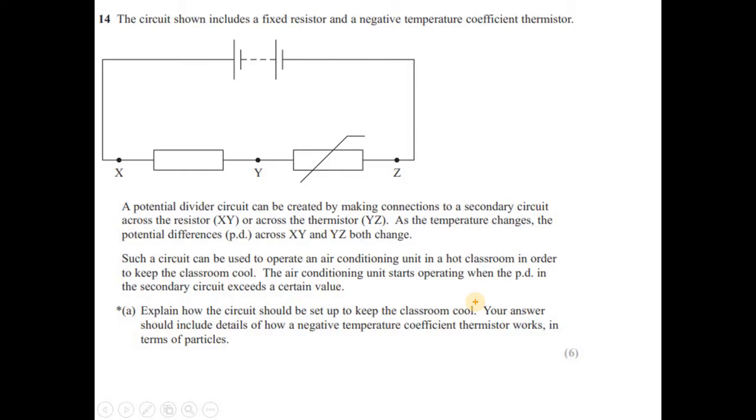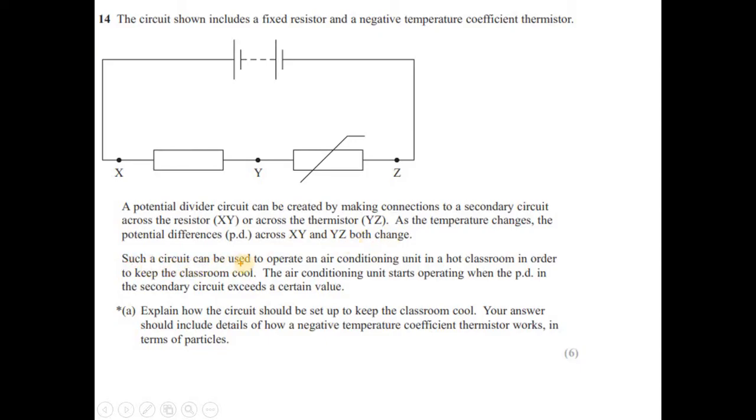The circuit shown includes a fixed resistor and a negative temperature coefficient thermistor. We have a fixed resistor between X and Y, and between Y and Z we have a thermistor. A potential divider circuit can be created by making connections to a secondary circuit across the resistor XY or the thermistor YZ. As the temperature changes, the potential difference across XY and YZ both change.